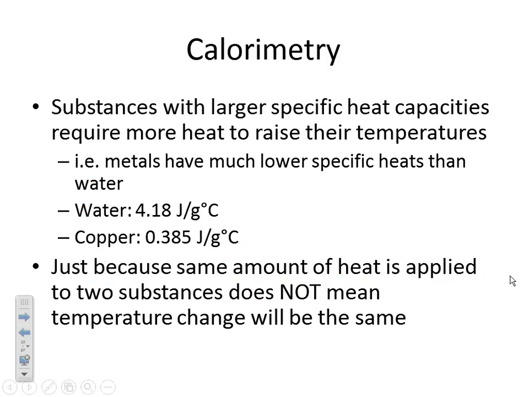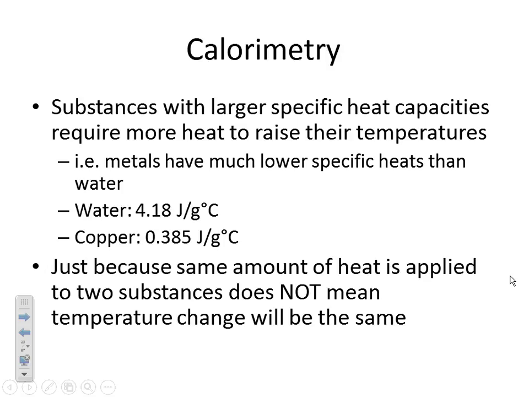Now, calorimetry with heat capacity. Thinking about this generally and not really using it mathematically, substances that have larger specific heats, what that means is it takes more joules to raise the temperature of 1 gram of something by 1 degree. That's the definition of specific heat capacity. Larger specific heat means it takes more energy to raise the temperature of the same amount of that substance. It takes more energy to heat it up.